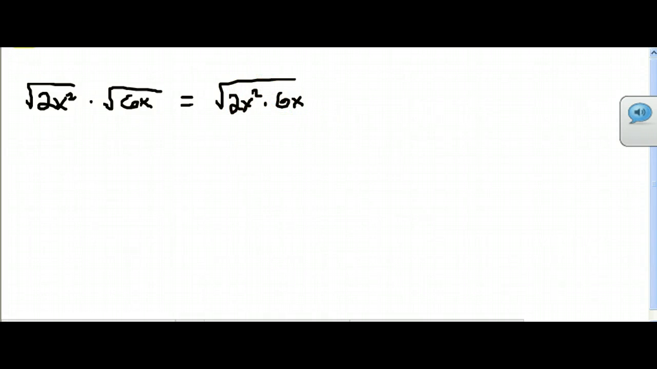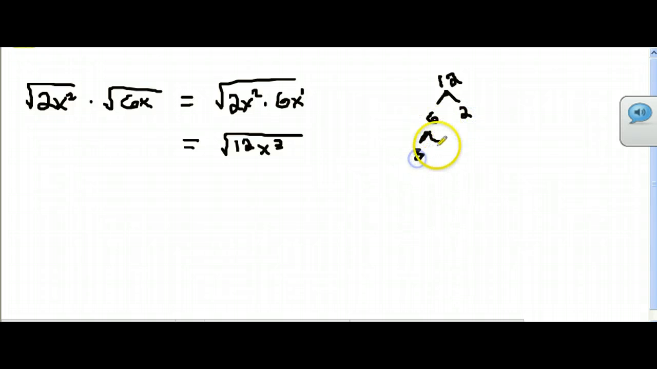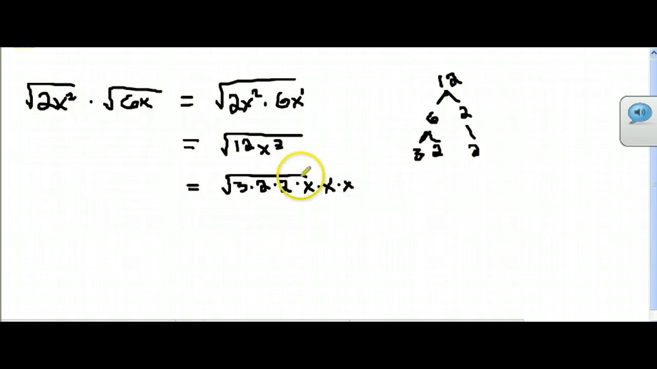And we've got to multiply this 2 times 6. That gives us 12. Well, it's not to the second, it's going to be x to the third. This is a 1. So the tree: what two numbers will give you 12? 6 and 2. What two numbers will give you 6? 3 and 2. And if I just bring this down, this is going to be the square root of 3 times 2 times 2. And then you've got 3 x's because you had an x to the third, right? I'm just breaking it all the way down.